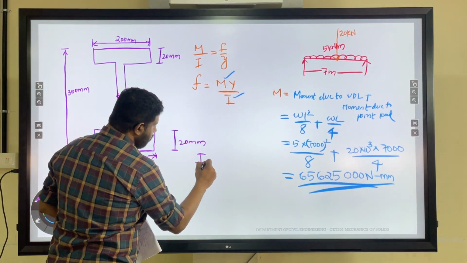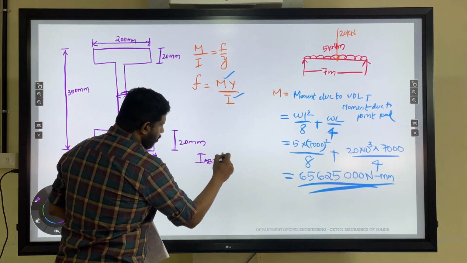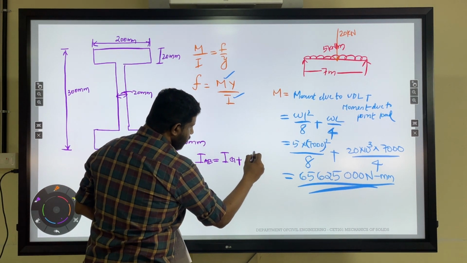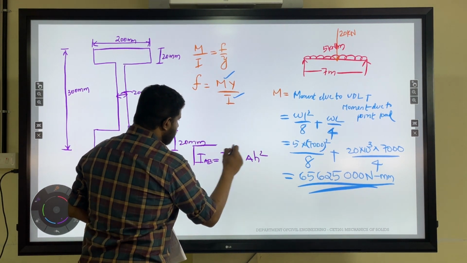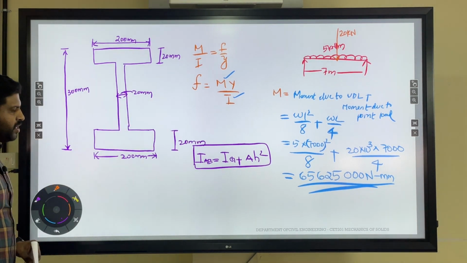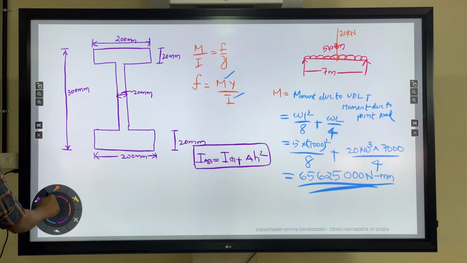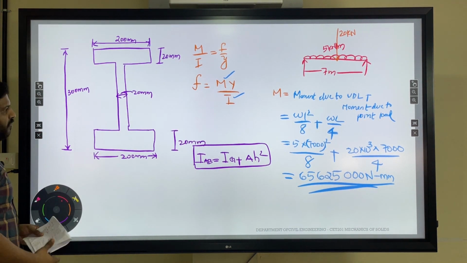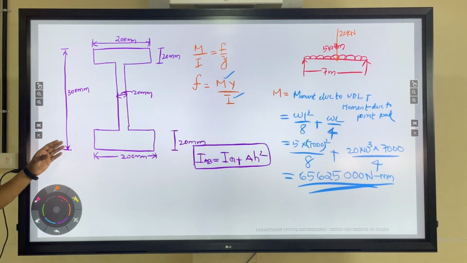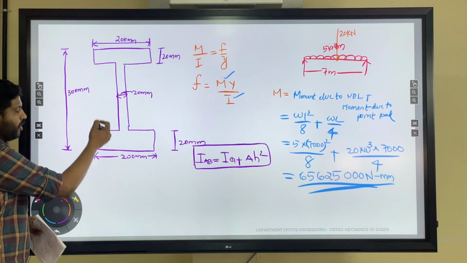The basic equation: the moment of inertia about any axis AB is equal to the moment of inertia about the centroidal axis, that is Ig, plus area of the section into h squared. So this is the equation for calculating moment of inertia with respect to any axis: IAB = Ig + Ah². Here we want to calculate the moment of inertia of the section about the neutral axis. Actually the centroidal axis will be the neutral axis, so the neutral axis will be your centroidal x-axis.